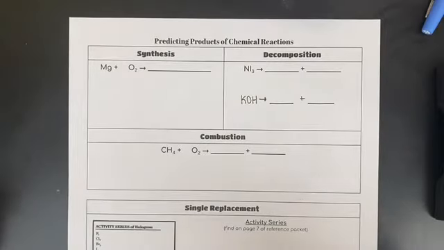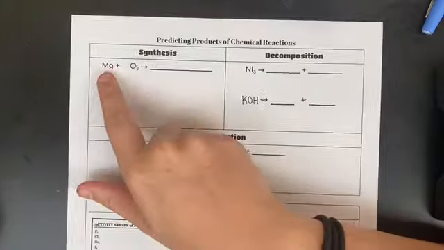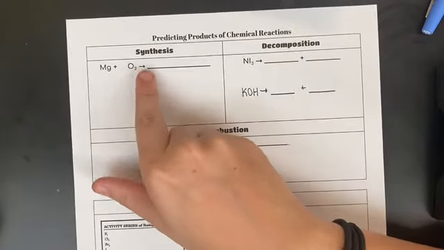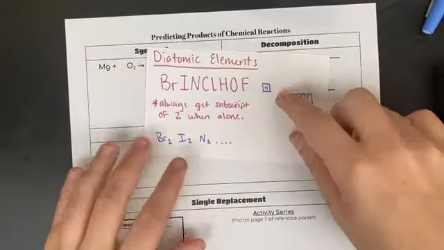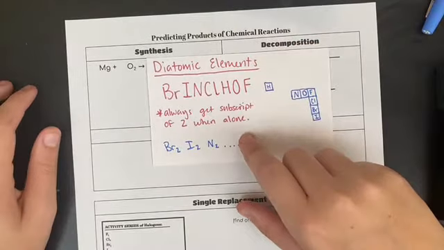In this video, we're going to learn how to predict the products of chemical reactions. So that means you're going to be given the reactants and the arrow, and you have to figure out what comes after the arrow.